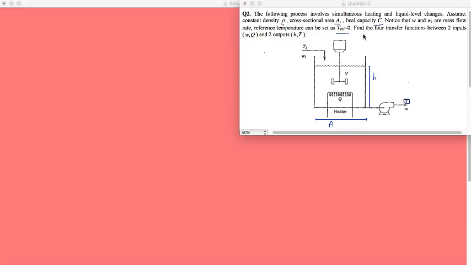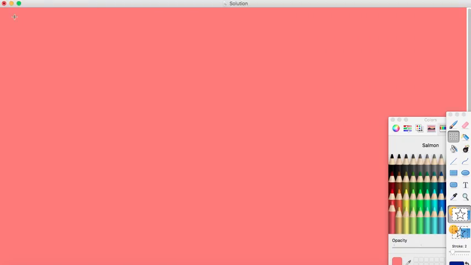What is the objective of this question? The objective is to find the four transfer functions between two inputs, omega I and Q, and two outputs, H and T. We want to write it based on omega. And the first equation that comes to our mind to write is the mass balance equation. So let's start with writing the mass transfer equation.